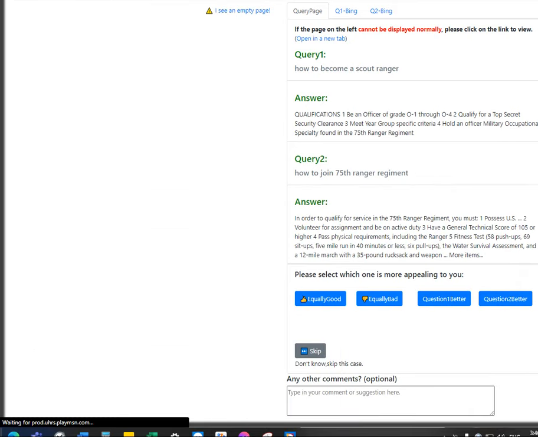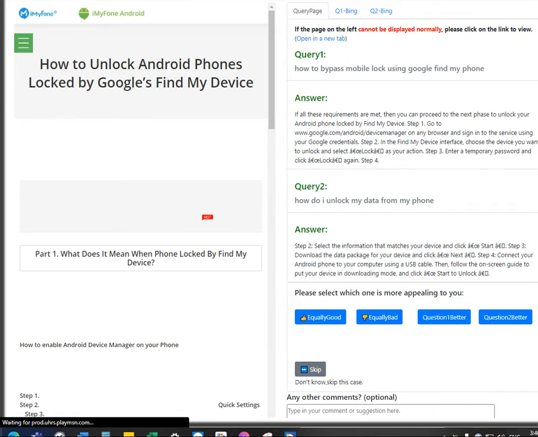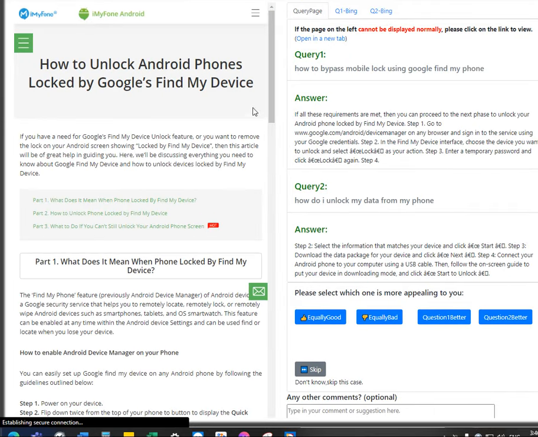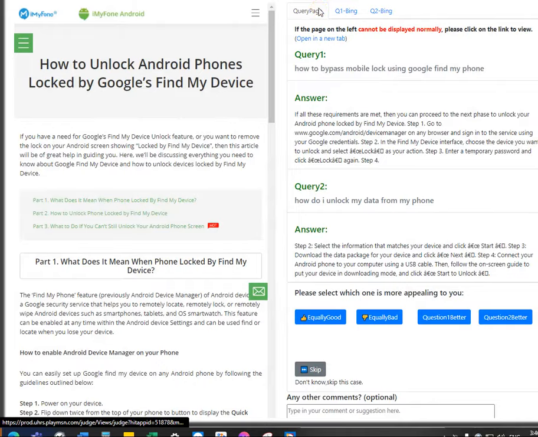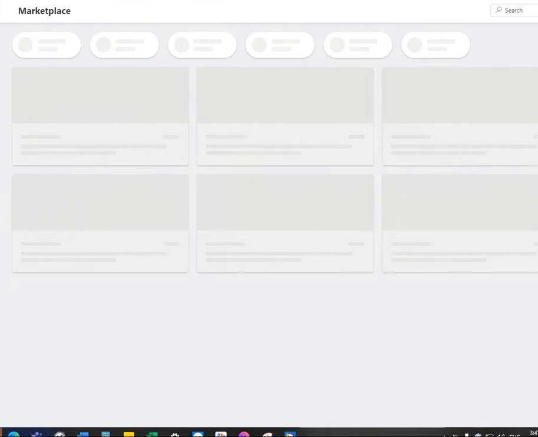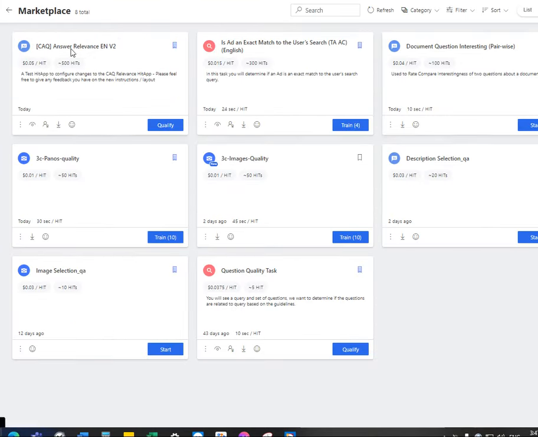How to become a Scout Ranger. Let's refresh this site again because it's taking a while to load. How to unlock Android phones locked by Google's Find My Device. How to bypass mobile lock using Google Find My Phone. How do I unlock my data from my phone? Question number one will be better. Okay, we passed the qualification. Good thing we did. So that is again a HIT called Document Questions Interesting Pairwise.